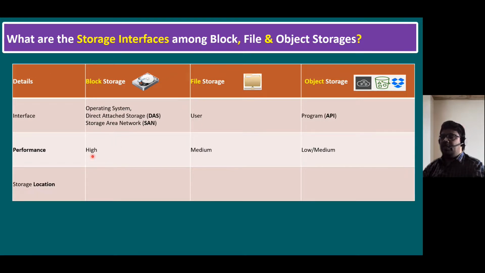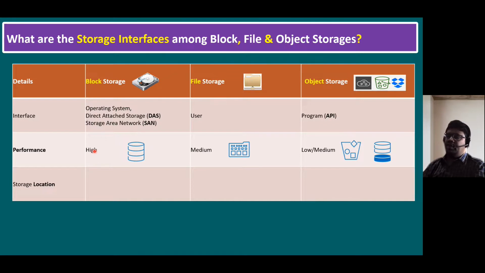Performance-wise, block storage performance is normally high compared to file and object storage, file storage is medium, and object storage is low. But nowadays some organizations are giving object storage better performance, equivalent to file storage performance, not only for buckets but even for long-term storage services.